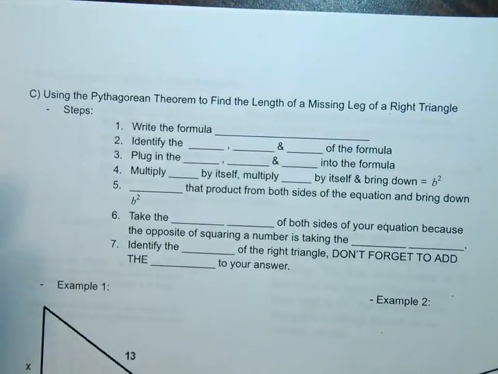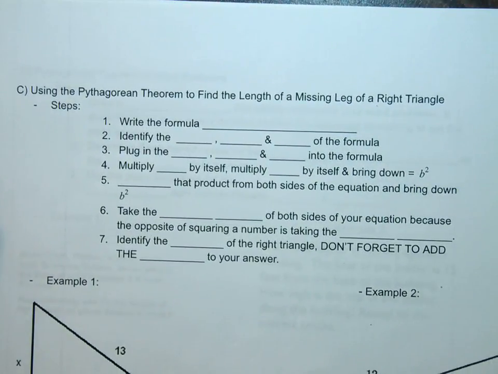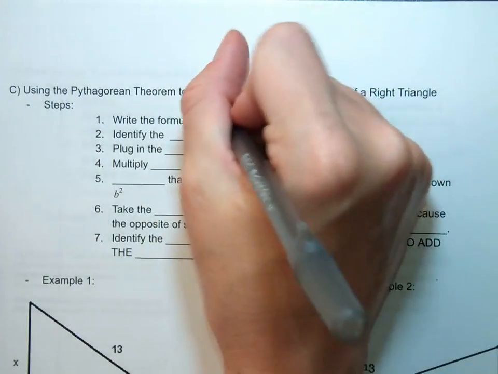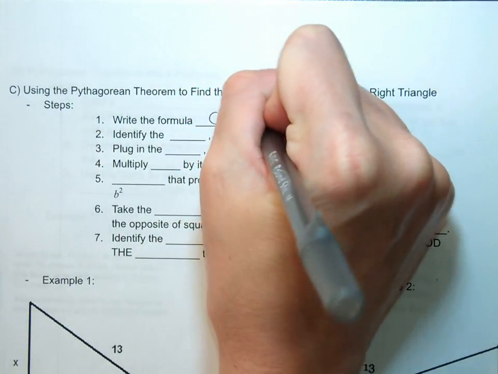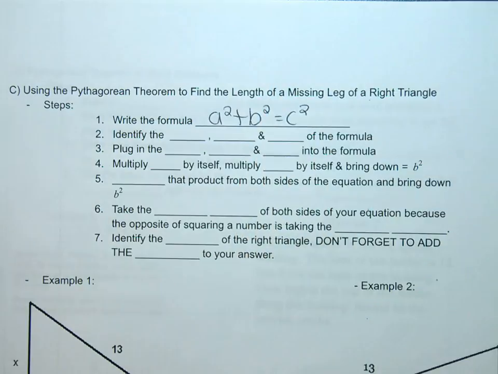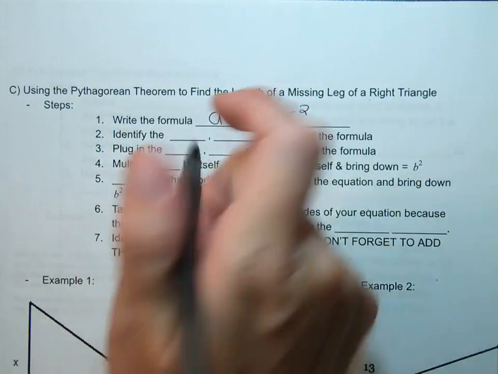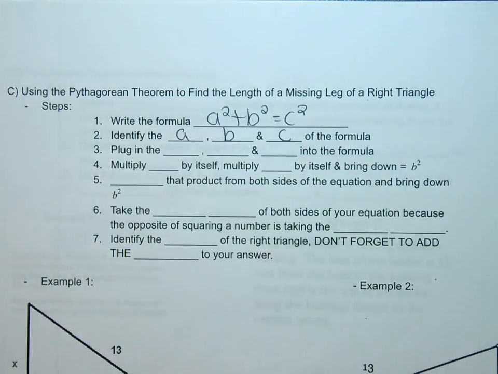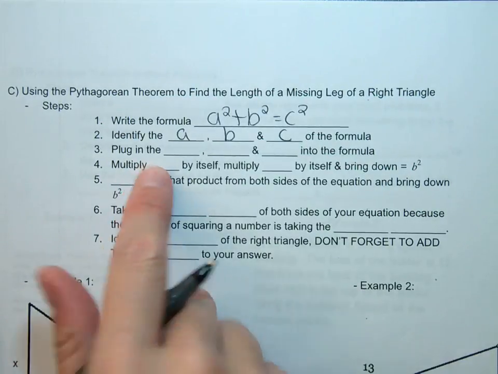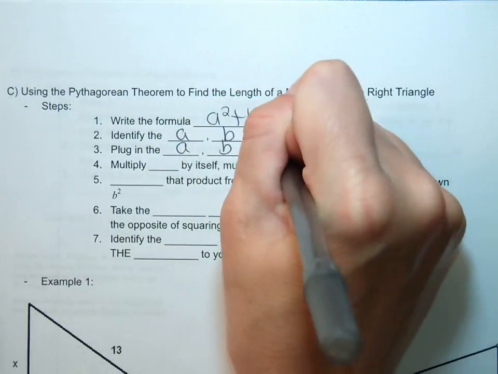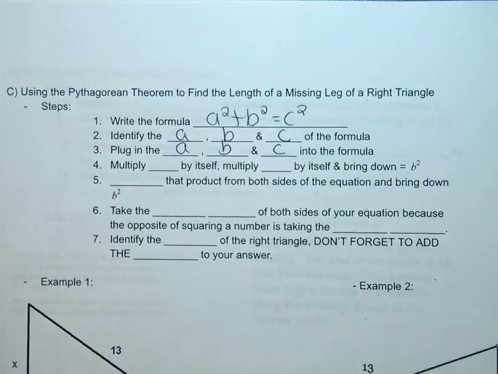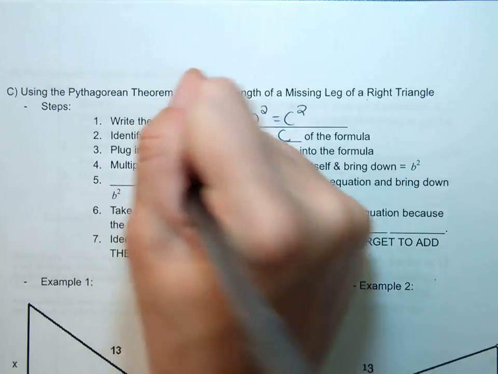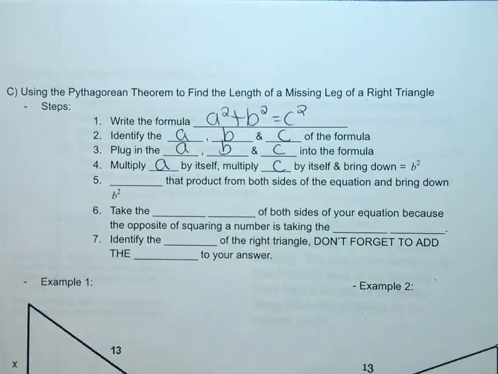Part C, using the Pythagorean theorem, find the length of a missing leg of a right triangle. So the first thing we're going to do is write our formula, which is a squared plus b squared equals c squared. We're going to identify the a, the b, and the c of the formula. We're going to plug in the a, the b, and the c into the formula.